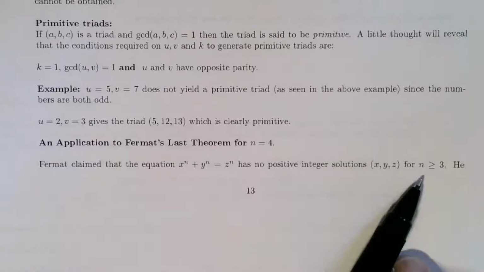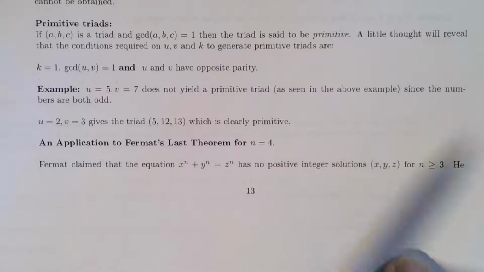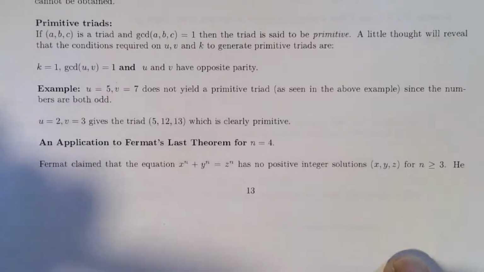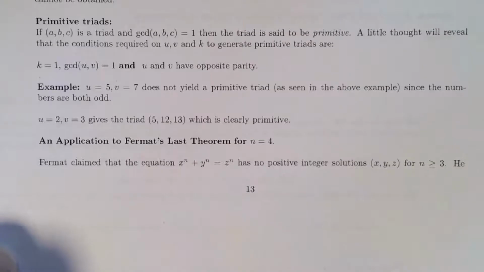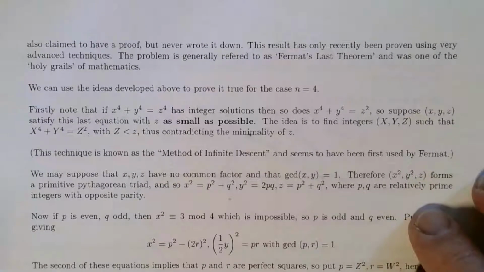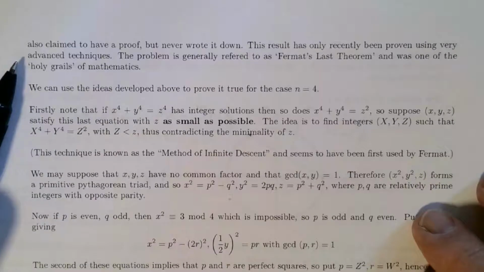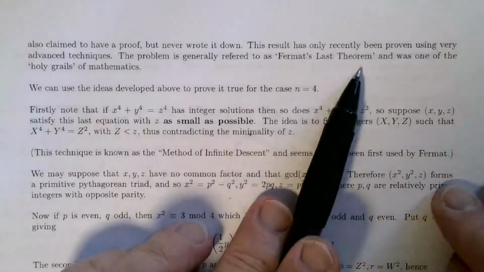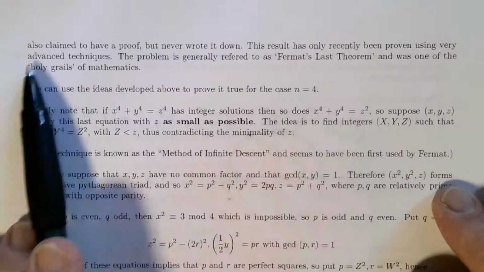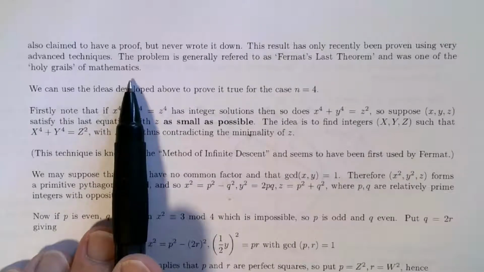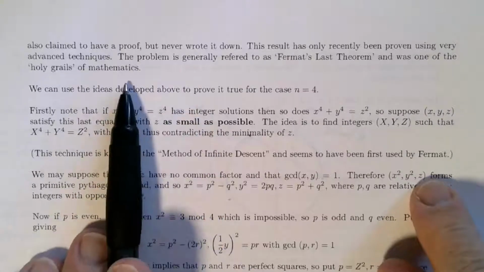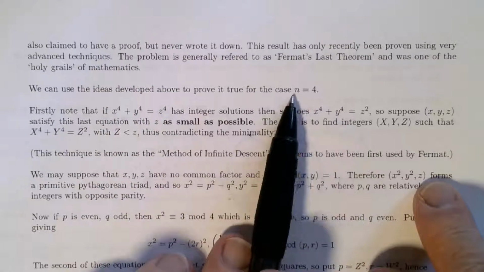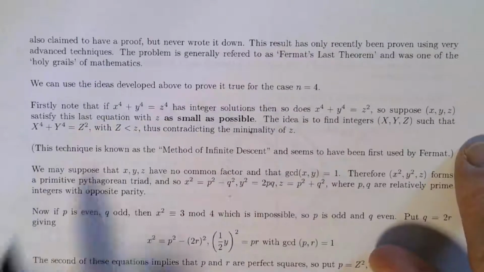Well, I think he was probably seriously misled, because this result has been proven, but only fairly recently, using quite sophisticated mathematics. So he claimed to have a proof, but he never wrote it down, and it's only recently been proved using very advanced techniques. And the problem is generally referred to as Fermat's last theorem, and was, until it was solved, one of the holy grails of mathematics, because it was such a simple problem to state and yet so difficult to prove. However, Fermat, I think, did have a proof for the case when n equals 4, and I think it was somewhat similar to what I'm going to do here.